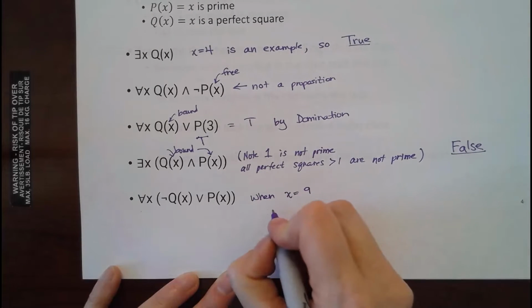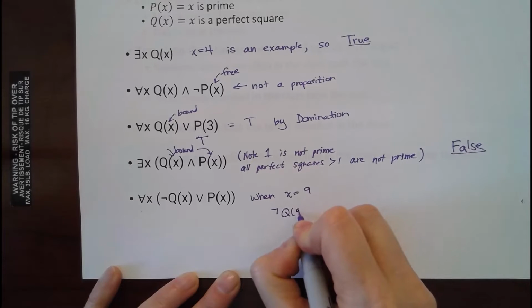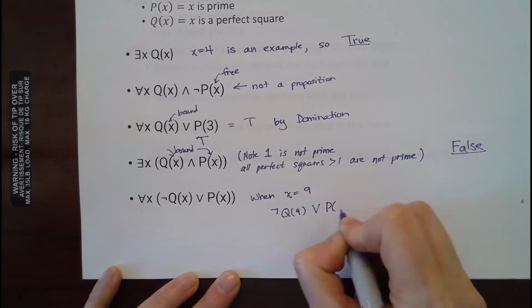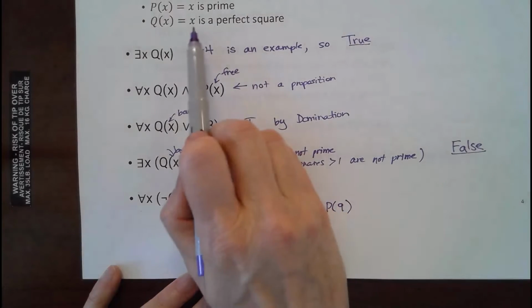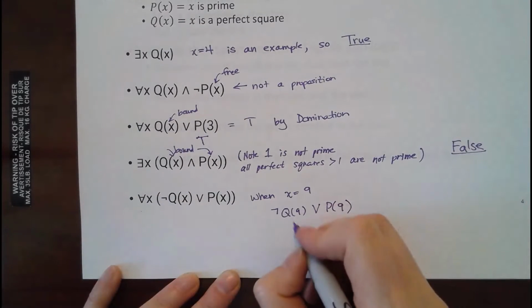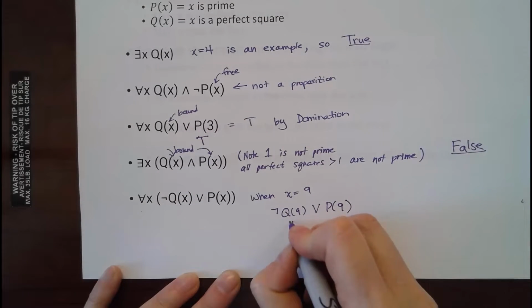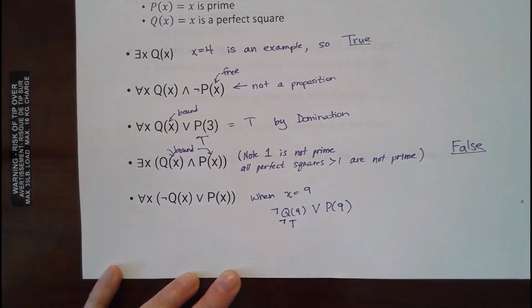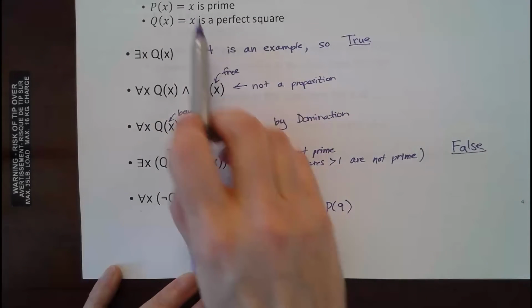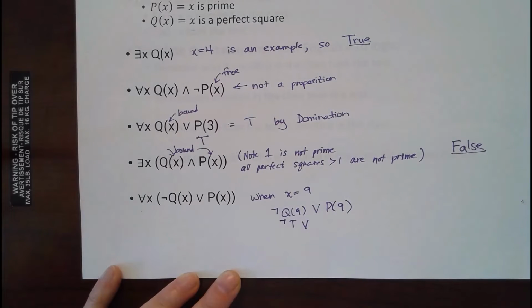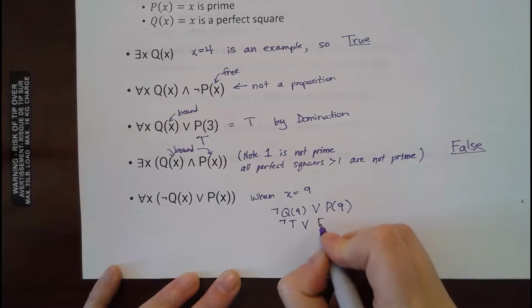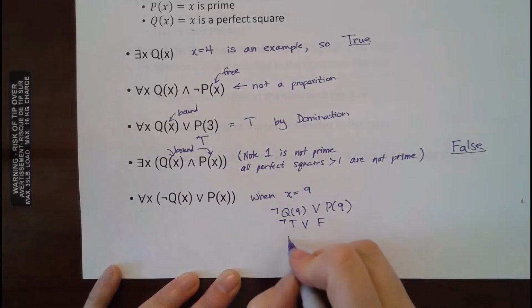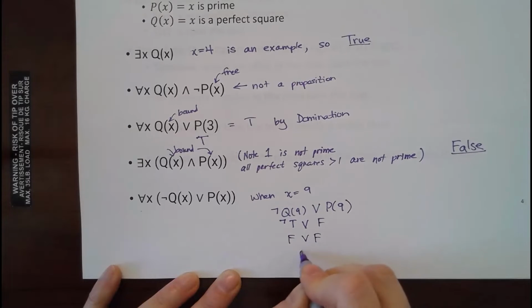Okay, let's see what not q of 9 or p of 9 would be. So q of 9, x is a perfect square. Well, 9 is a perfect square, that's true, so this would be not true. Or, and then p of 9 would be p is prime. Well, 9 is definitely not prime, that's false. And so we have false or false, which is false.